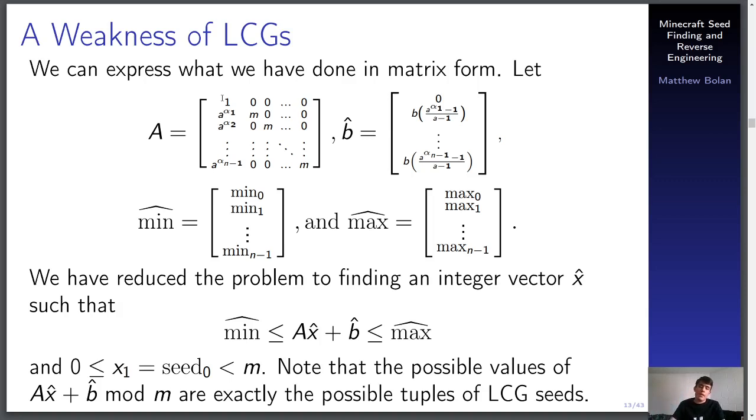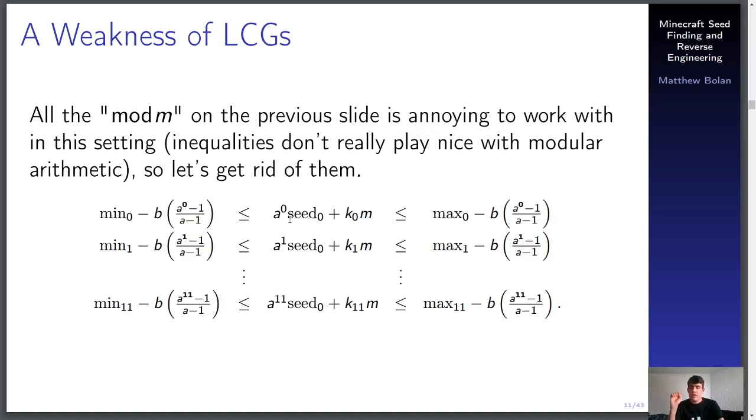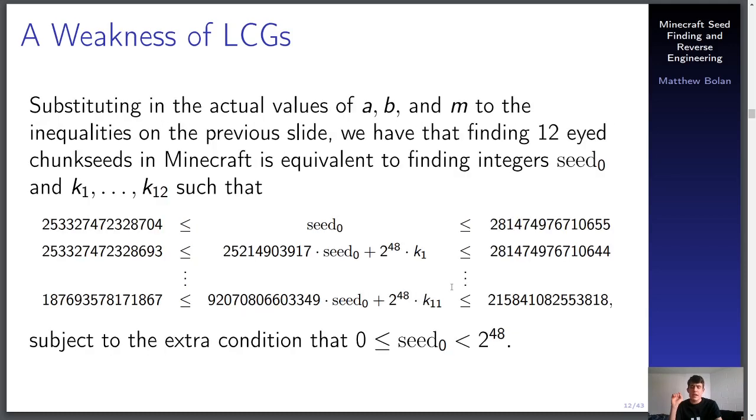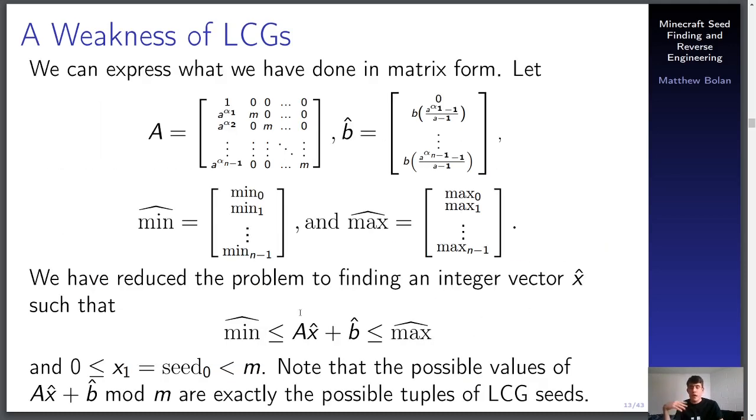Inequalities, pardon. And likewise, B is just this constant thing we're subtracting from both sides in vector form. And same thing with min 0, min 1, min 11. I already indexed them like they were vectors because I knew this was coming. And so, if you're willing to accept big scary matrices, big scary vectors, we can write this problem in a very nice way, which is some minimum vector is less than or equal to a matrix A times some integer vector plus B hat is less than or equal to some max vector.